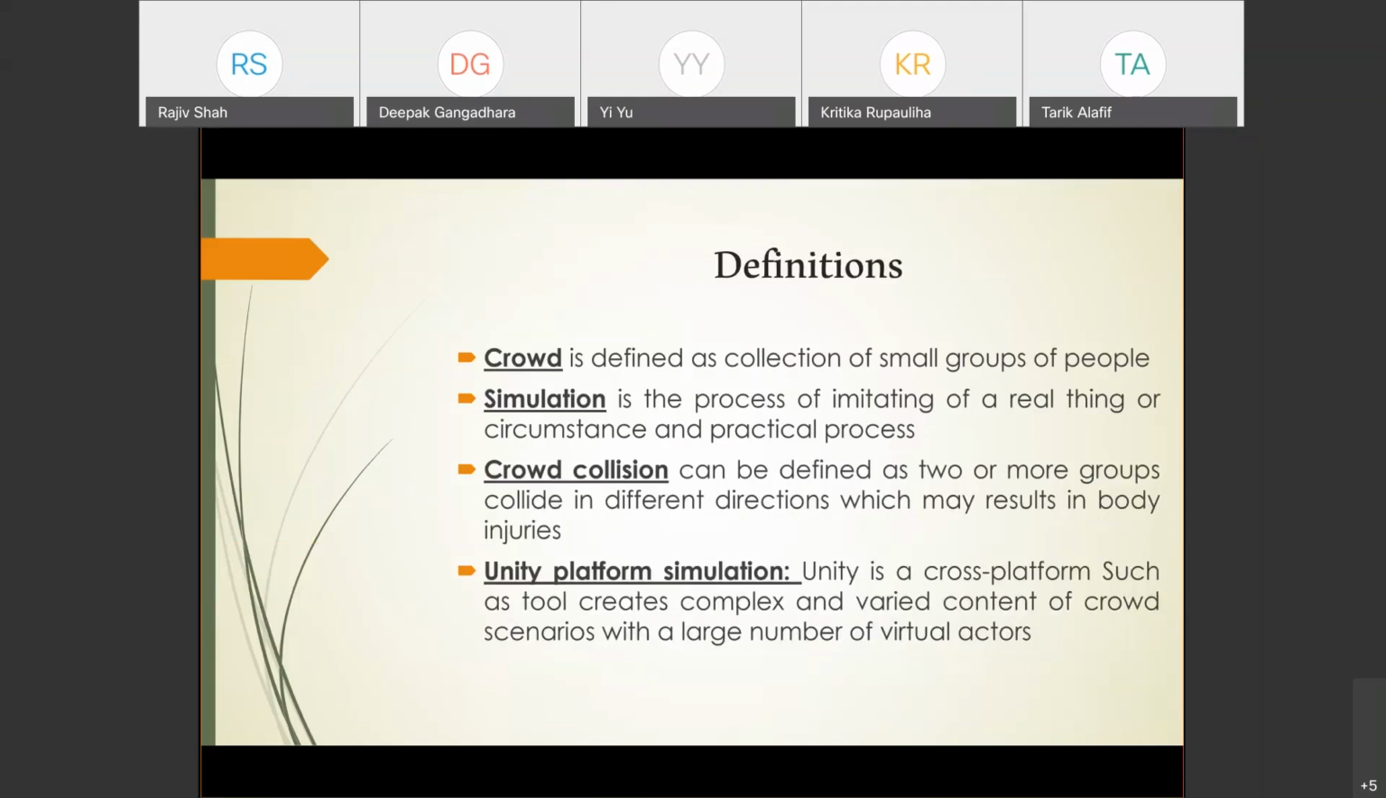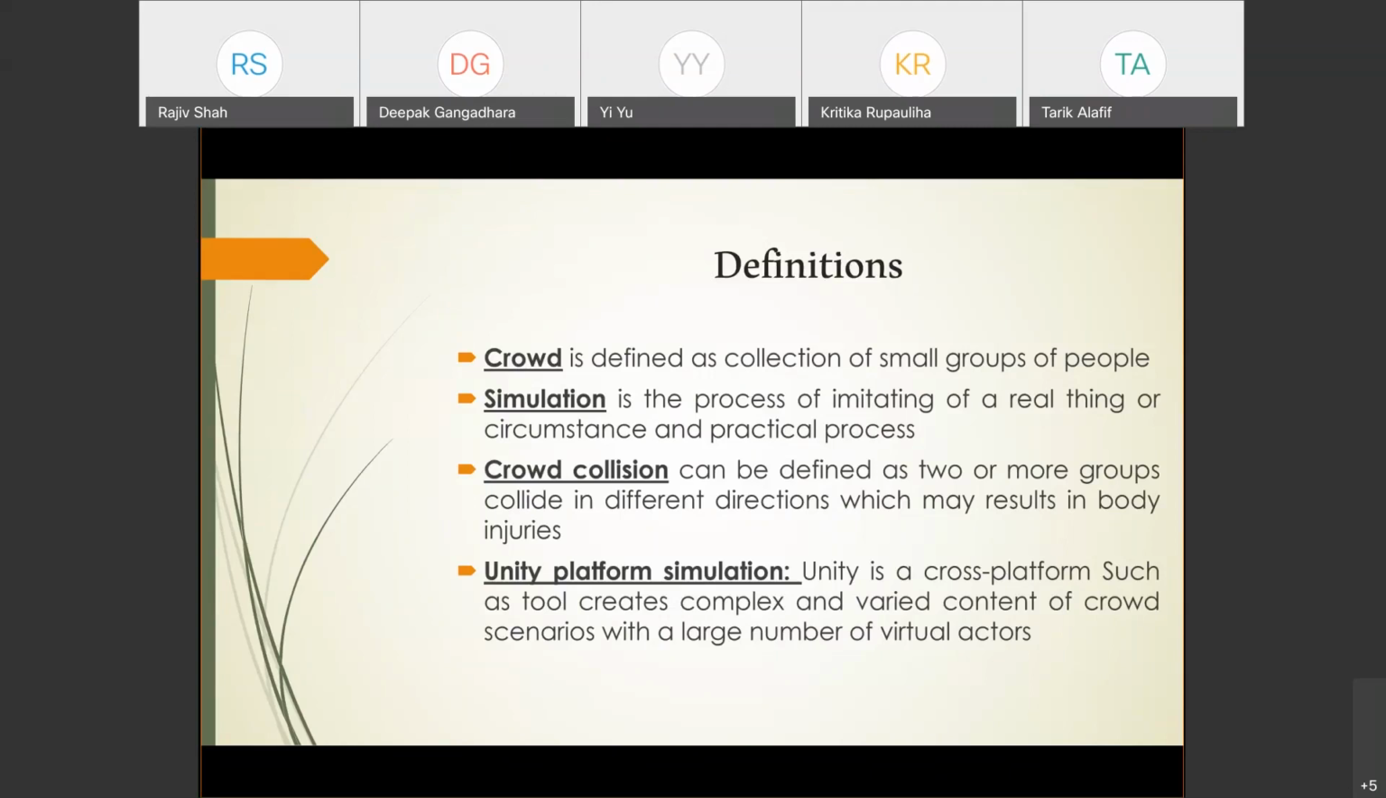Crowd, we can define as a collection of small groups of people. Simulation can be defined as the process of imitating, in which we imitate a real thing or circumstance and practical process. Crowd collision can be defined as two or more groups colliding in different ways, different directions, which may result in body injuries.